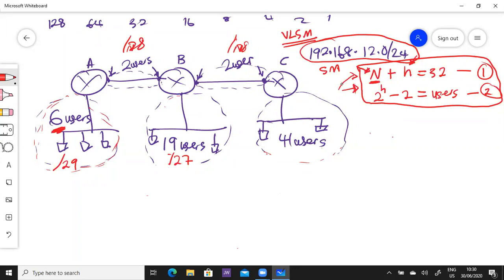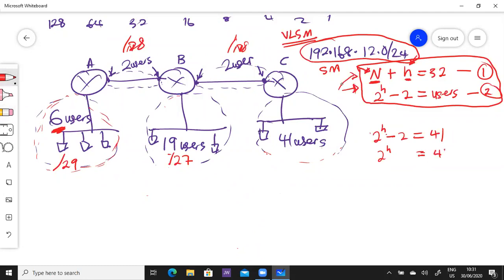All right, so let's go to the 41 users. For the 41 users, 2 raised to the power h minus 2 is equal to 41. We are looking for h. After that, we will place h here to get n. So 2 raised to the power h is equal to 41 plus 2, because 2 goes there to add up. And that will give us 43.